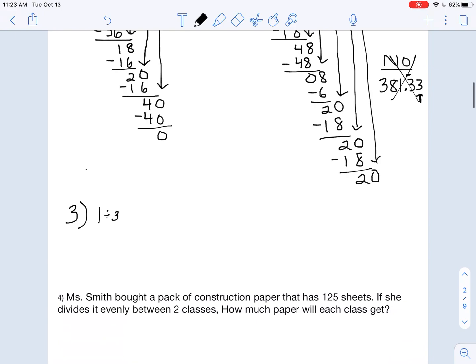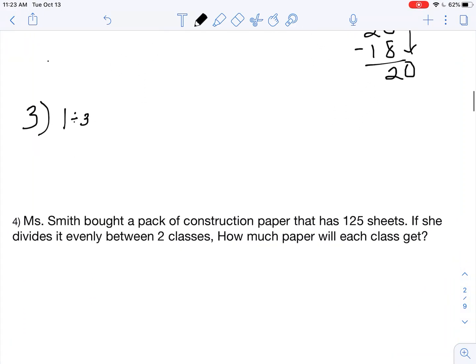All right, let's try question number 3. 1 divided by 3. So a lot of times we think the bigger number is always going to go on the outside of our long division. Not true. So I'm going to rewrite it properly here. And when we're changing it into the long division sign, the position of these two numbers is going to switch. The 1 is being divided by the 3. So let's do that division.